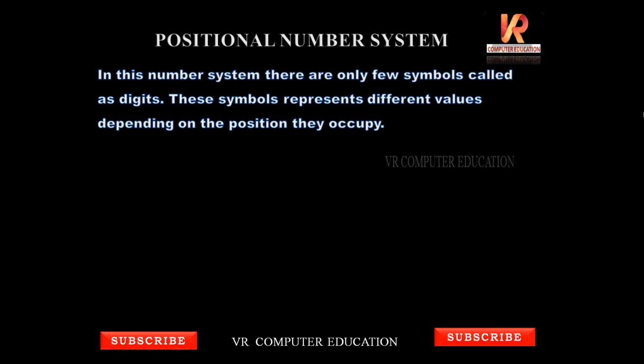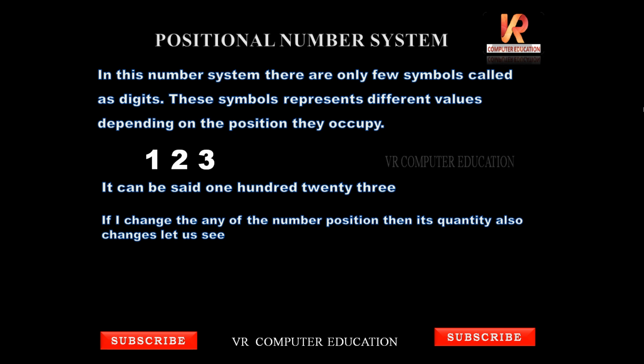Now in the positional number system, there are only a few symbols called digits. These symbols represent different values depending on the position they occupy. In the non-positional number system, if we change the position of a symbol, we get the same value. But in the positional number system, we don't get the same value. Depending on the position they occupy, we get different values. See the example here, 1, 2, 3.